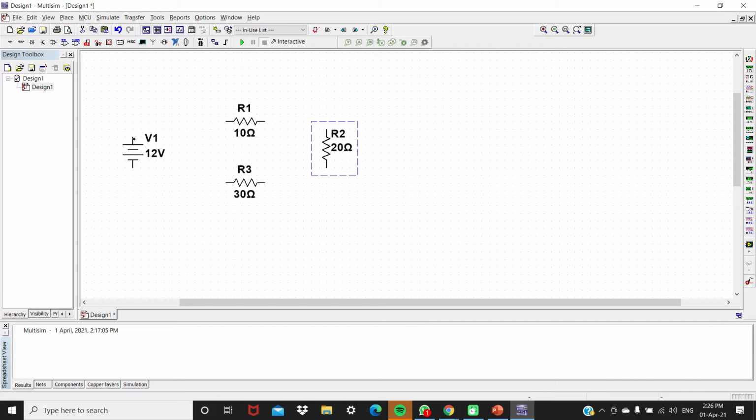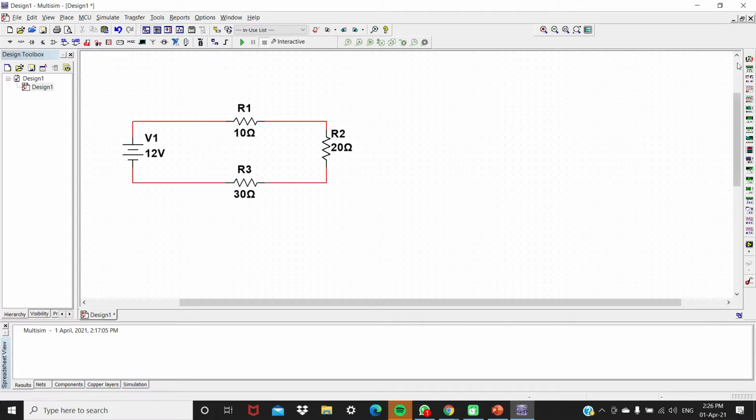For this one, if you want to connect the battery to the resistor, just click this one, and then click the end of the node. You can create it simply by clicking the end of the node. Very easy. Click here and then click here. Done. We got this one.